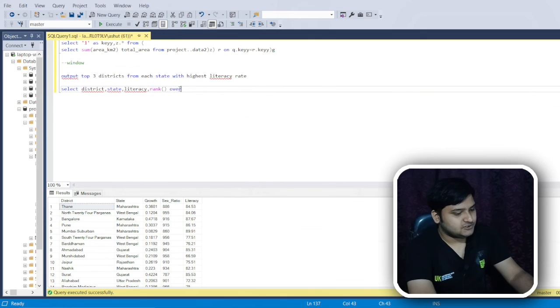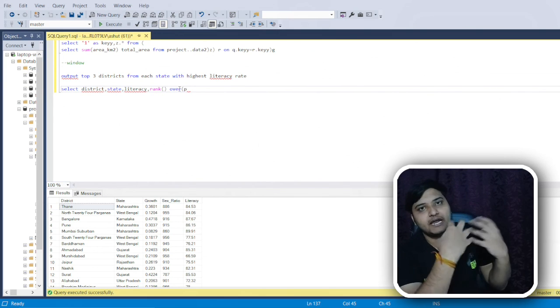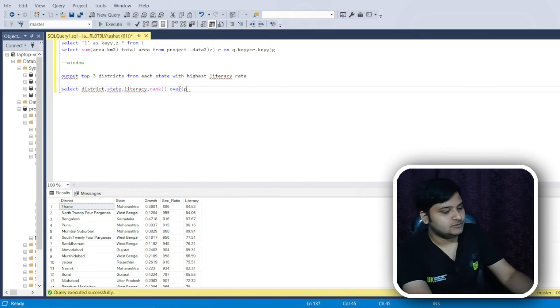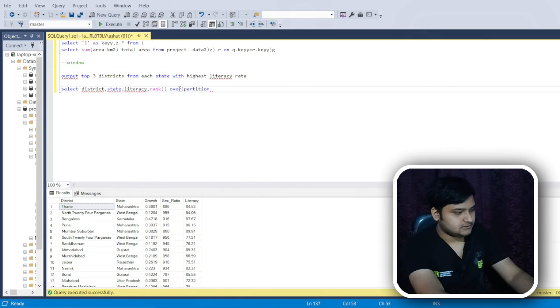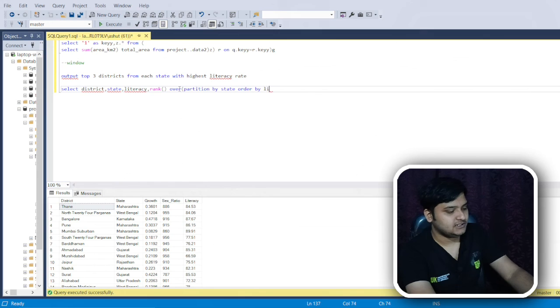over. On what basis do we need to segregate our data so that we can calculate the rank? We need to calculate the rank at the state level. So we'll be using the partition by clause here to segregate the data and rank them. We'll be segregating the data using the state column, and we'll be ranking by the literacy rate, in descending order, so that the state with the highest literacy rate gets the highest rank.